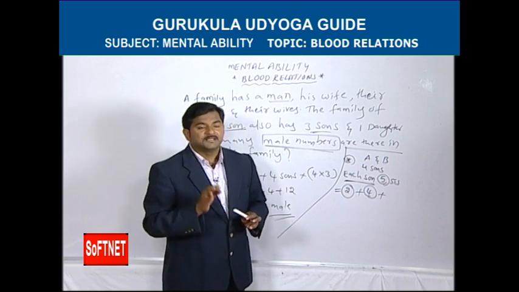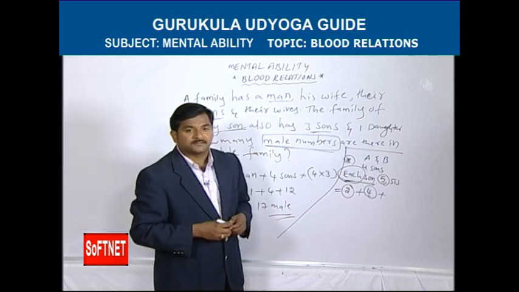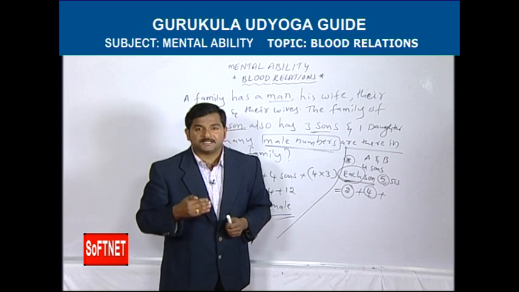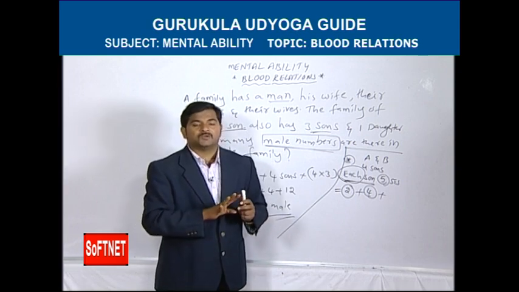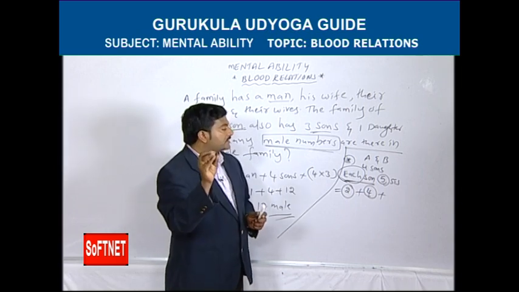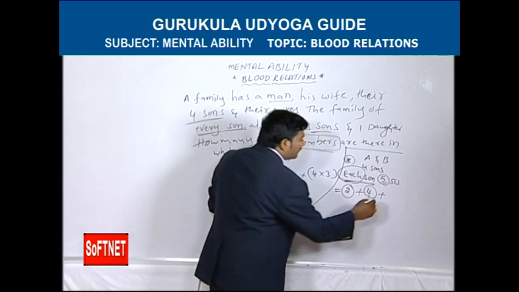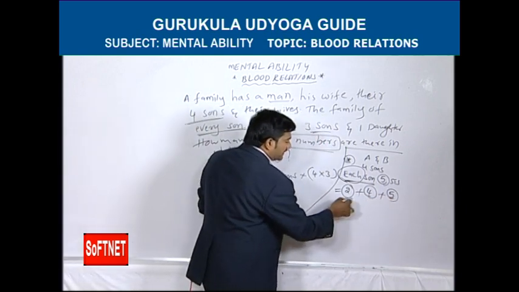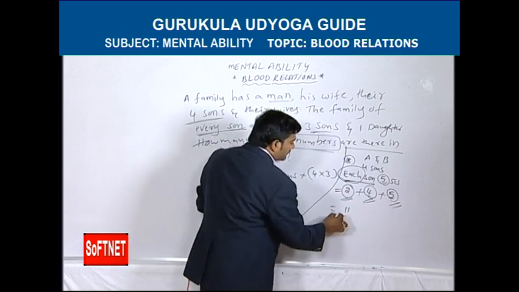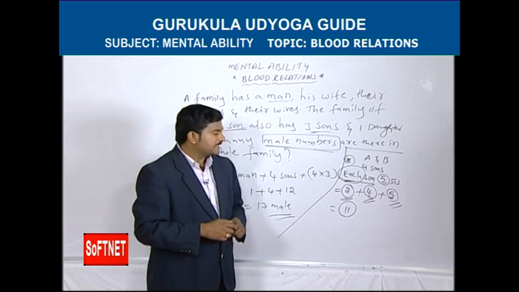Each son is having five sisters means there are not 20 sisters in the whole family, there are only five sisters. So now two members, wife and husband, four sons and five sisters. Hence the total number of members in the family is 11. It's a logical question.